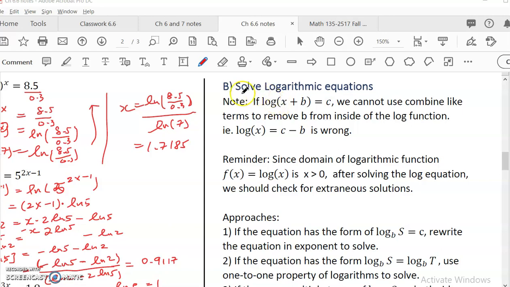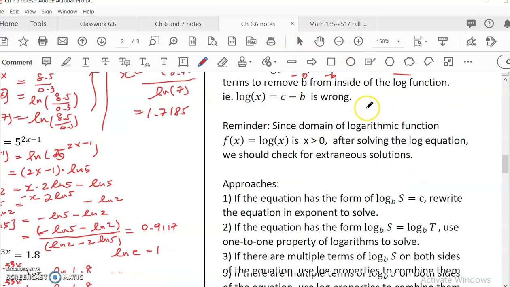So, a warning before we go into how to solve it: if you have a log of x plus something, you cannot subtract the b outside. You cannot just say minus b like this. When you have add and subtract in a log, you cannot move it inside or outside. You cannot combine it. So you cannot use combining like terms to move things inside or outside. You cannot divide, like if this is 2x, you cannot divide it by 3. So that's the first thing that you need to know. Do not think that, oh, I can just do that and then cancel the log or whatever.